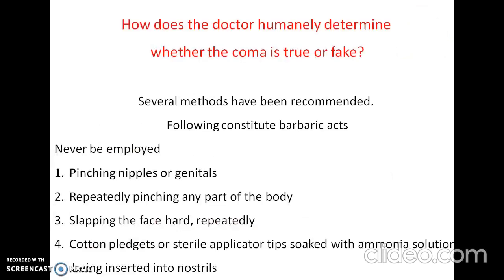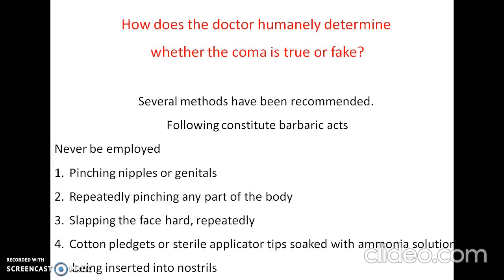So now, how can we humanly determine whether a coma is true or fake? By observation we had a doubt, so now it should be confirmed. Some of the older techniques which were used are nowadays considered barbaric acts and should not be employed, but let us list them, and then see which methods can be used now.